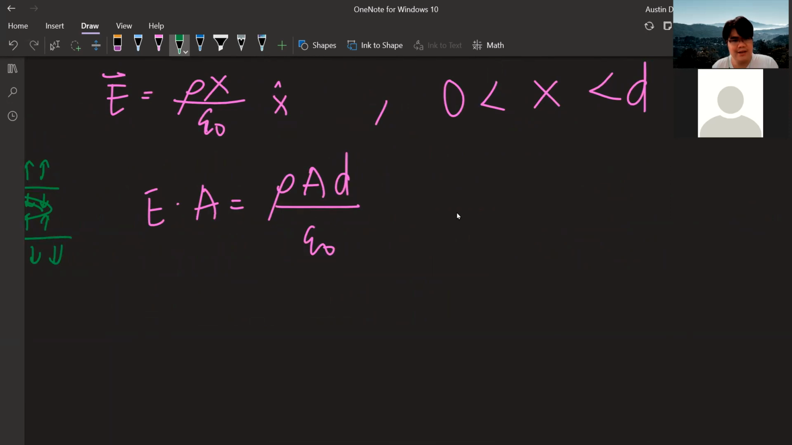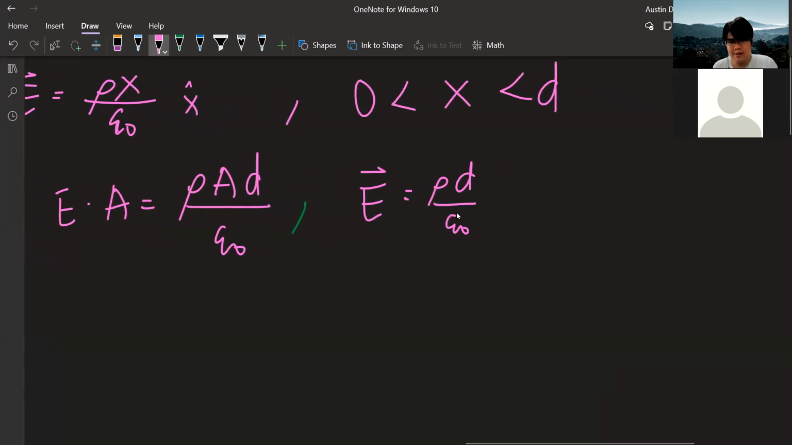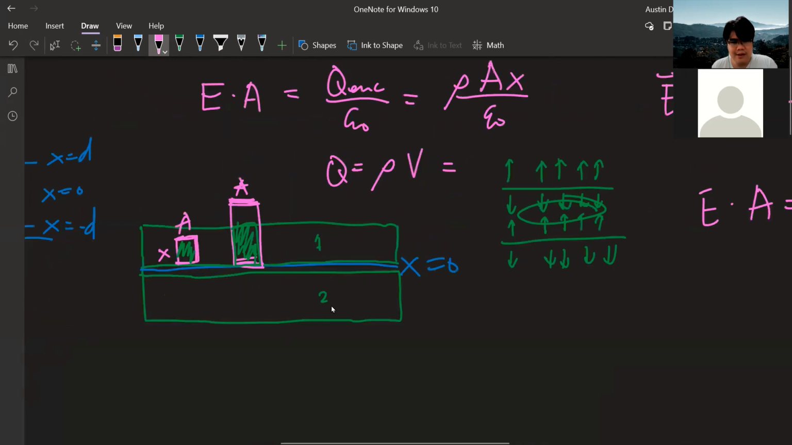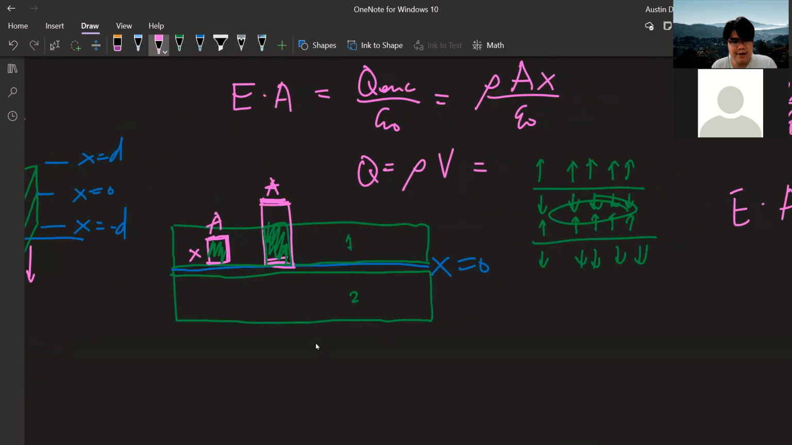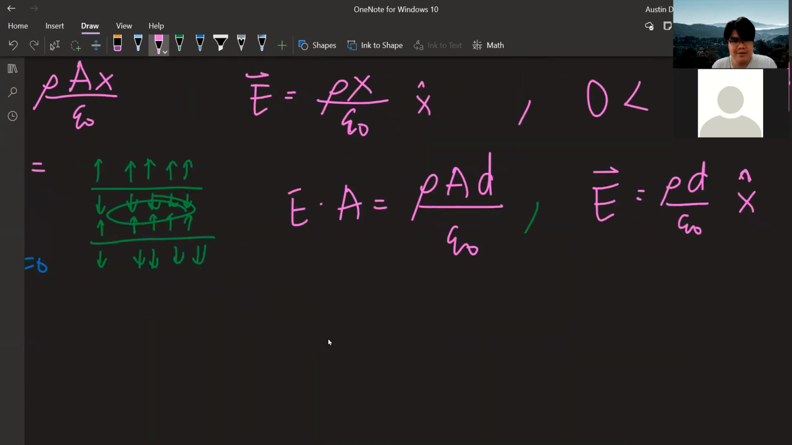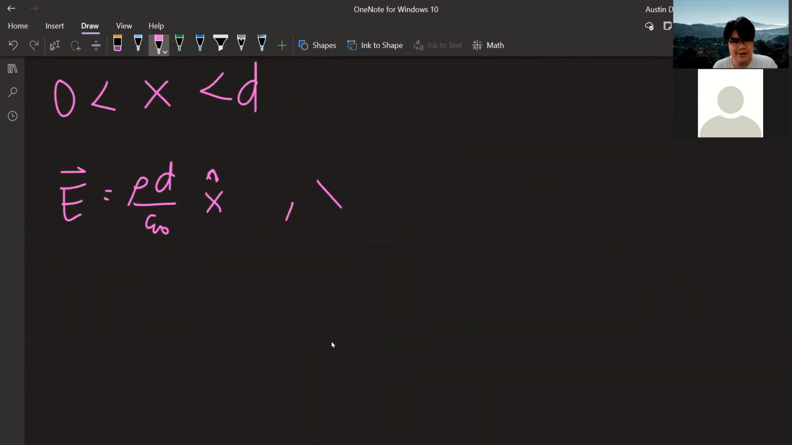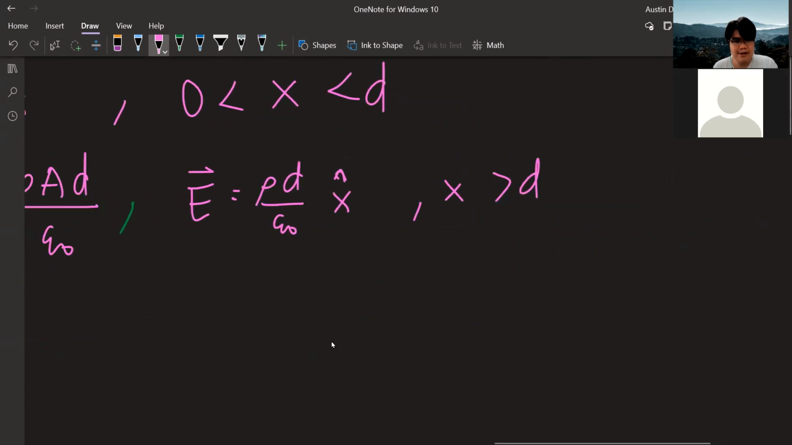Okay, very important. So we have our E to be rho D over epsilon naught, x hat. Okay? Kaya mapansin nyo, pag nandito ka na sa baba, mangyayari lang is that yung mga directions mo magre-reverse. So this is for x greater than d.